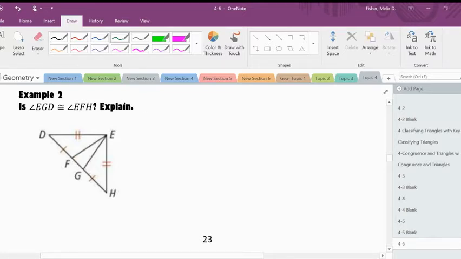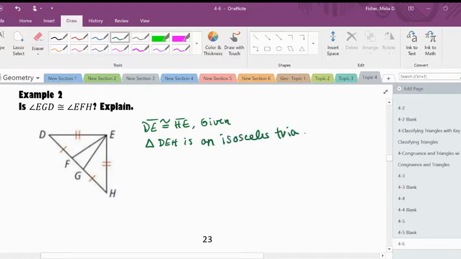Looking at the fact that DE is congruent to HE, and that was given by the picture, we know that triangle DEH is an isosceles triangle. If you wanted to write down the definition of an isosceles triangle, you could, but we're going kind of in it with an informal proof here. And because it's an isosceles triangle, then we can jump to the conclusion that this angle and this angle are congruent.